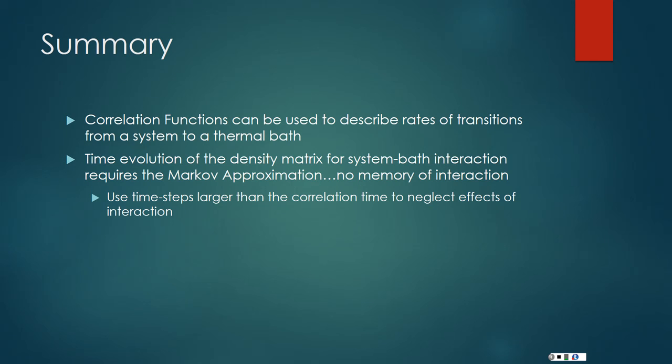So in summary, correlation functions are a pretty powerful tool that we can use to describe rates of transitions in our systems. And then the time evolution of the density matrix requires the Markov approximation so that we consider time steps larger than the time over which the operators are correlated, so that we can get nice linear equations out of them.